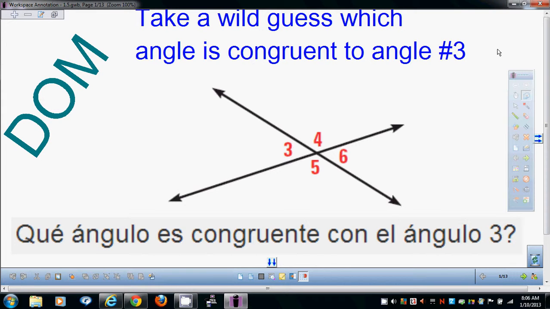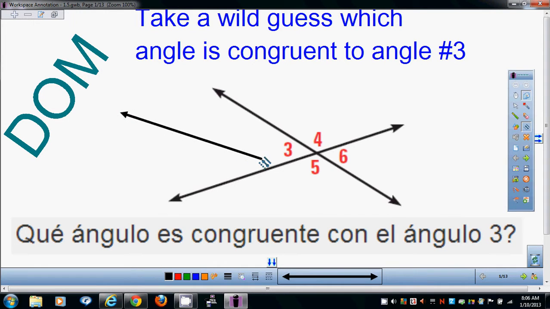Well, the correct answer was angle 6. I'll be showing you a way to know that later. Now, maybe it would have been a little clearer had I drawn them like this. See how much narrower those are than the ones? And if I had, oh, it's frozen. If I had the angle 3 here, then it would have been a little clearer that this is the one that's congruent or equal to it, because this one is so much bigger than this one.